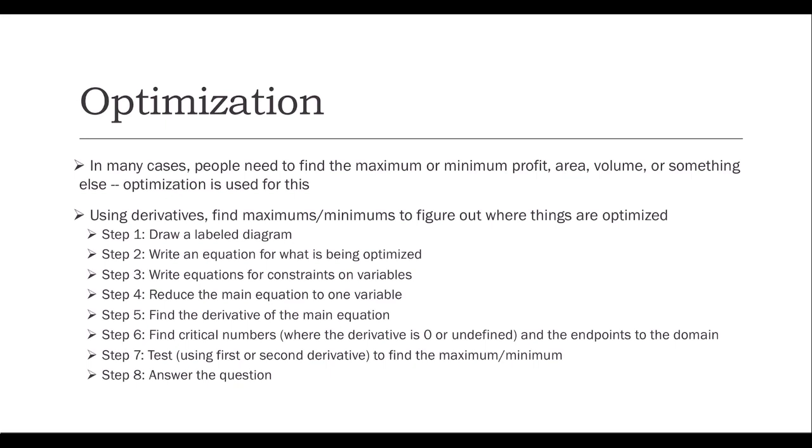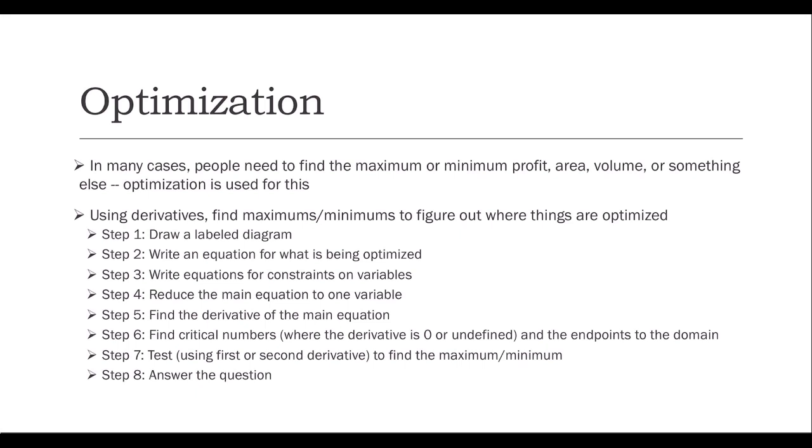So with that knowledge, you can do optimization problems. In many cases, people need to find the maximums or minimums for profit, area, volume, or something else, and that's when you would use optimization. So using derivatives, you can find maximums and minimums to figure out where things are optimized. So we have 8 steps for how you would do that.